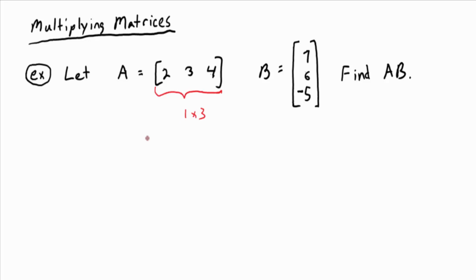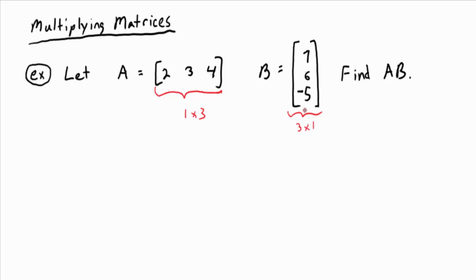On the other hand, B has how many rows? You remember rows run across, so I would think of 7 as a row with a single entry. It's its own row. 6 is a row with its own entry. -5 is a row with its own entry. So there are actually 3 rows, but just one single column. Does everybody see that? Okay. So we call that a column matrix. This would be a 3 by 1 matrix.